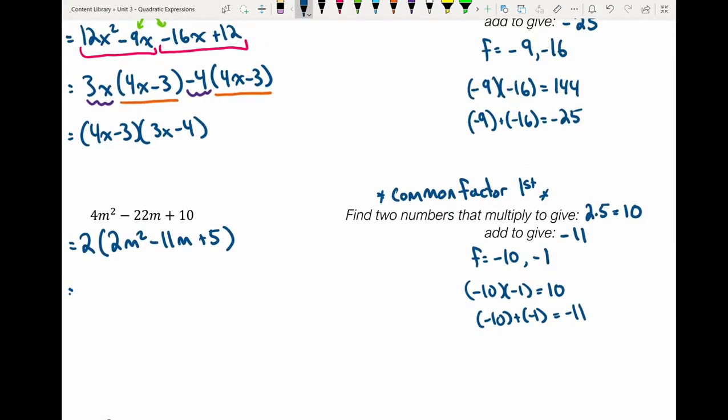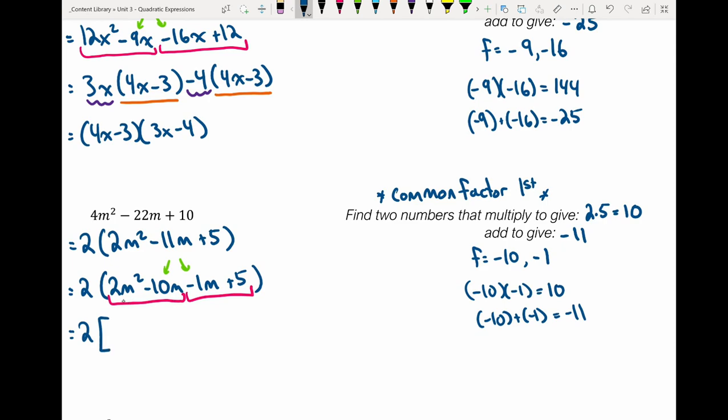So now what I'm going to do, I'm still carrying that 2 on the outside. This negative 11m is going to decompose. So 2m squared minus 10m minus 1m plus 5. And now I'm going to factor by grouping these two terms on the inside. The 2 still stays on the outside because we did factor it already.